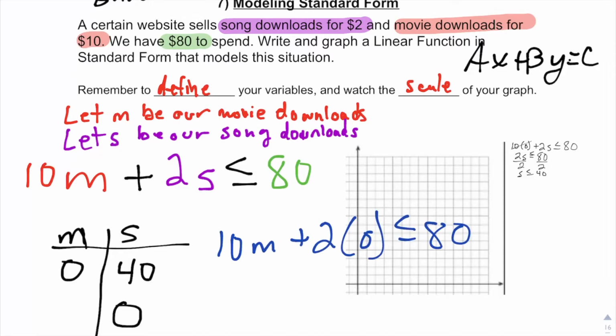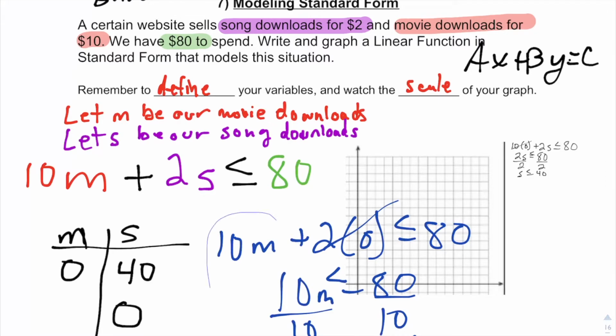Now let's do it when s is 0. So 2 times 0 is 0, so that's just going to go away, and I'm going to be left with 10m is less than or equal to 80. Divide both sides by 10. That's going to give me m is less than or equal to 8. I'm going to shrink that for us.